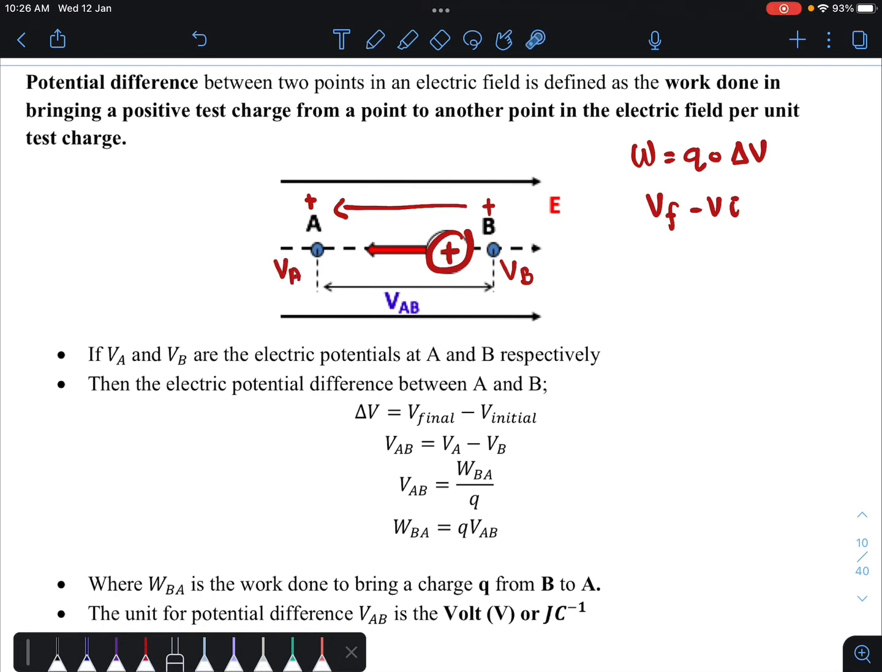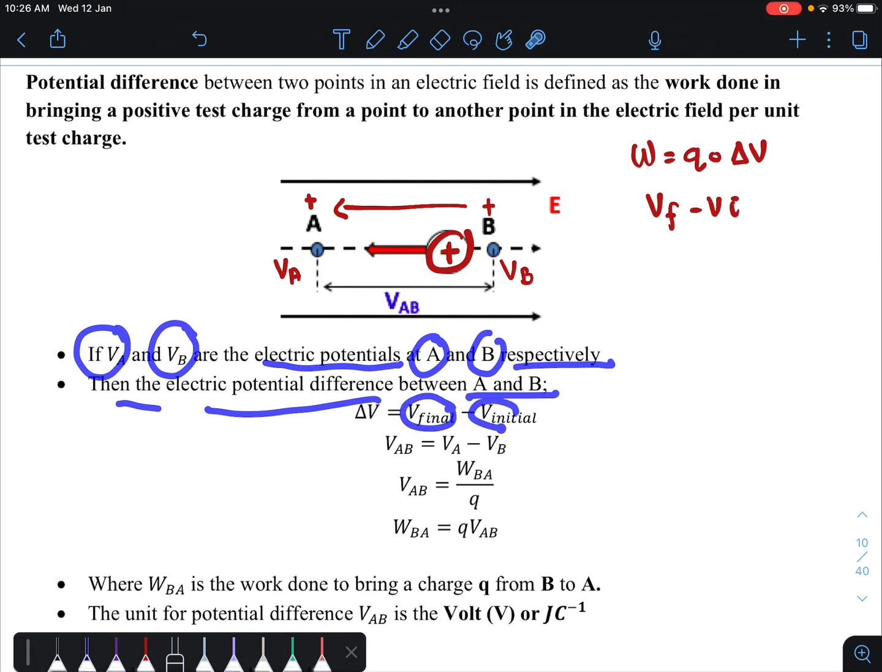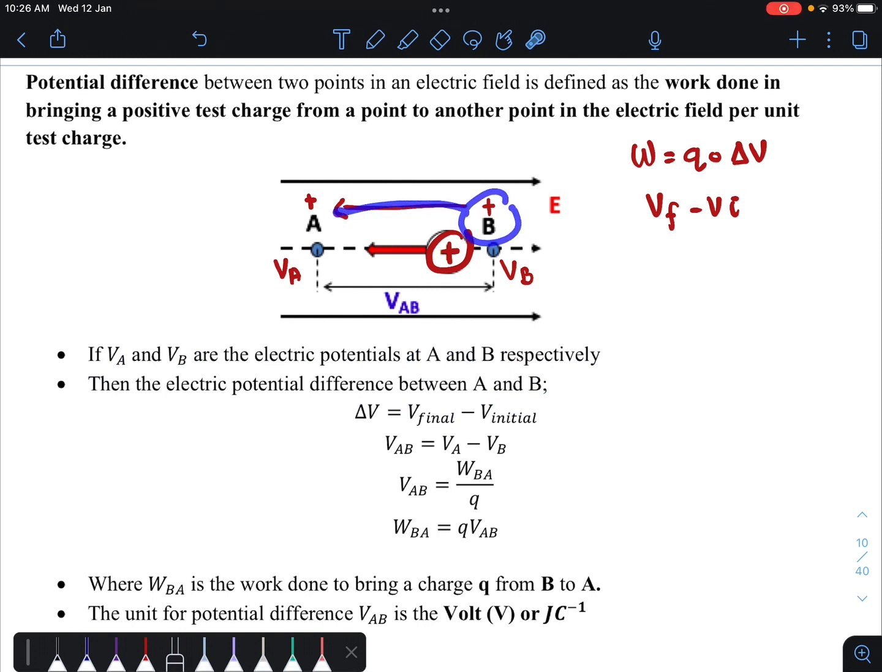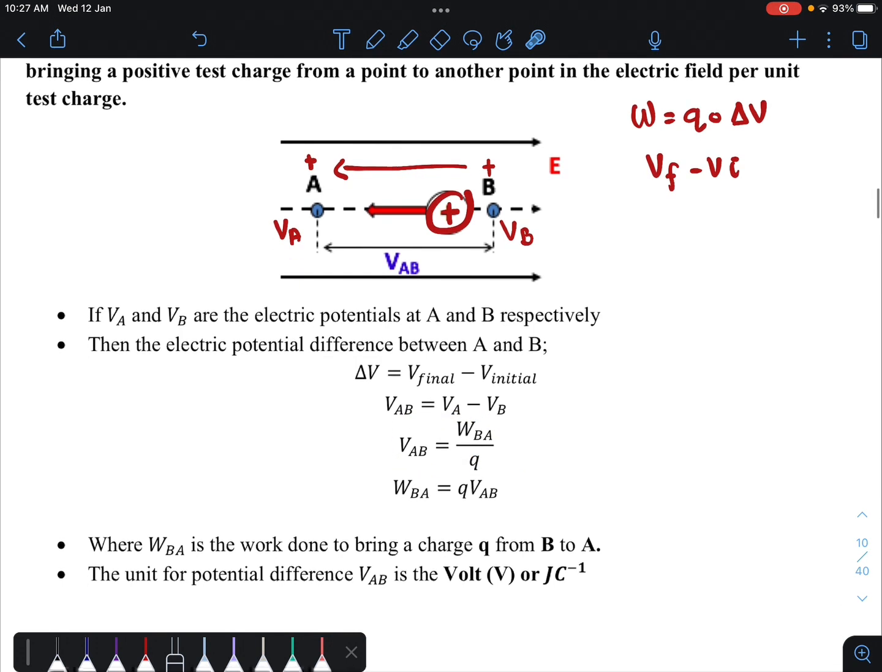So, if VA and VB are the electric potential at A and B respectively, then the electric potential difference between A and B adalah V final minus V initial, which is VA minus VB. Sebab initially it was at B, dia bergerak pergi ke A. So final kena tolak yang initial. Alright. So kita boleh come with an equation VAB is equal to WBA over Q dekat sini. Alright. Where VBA is the work done to bring the charge Q from B to A.